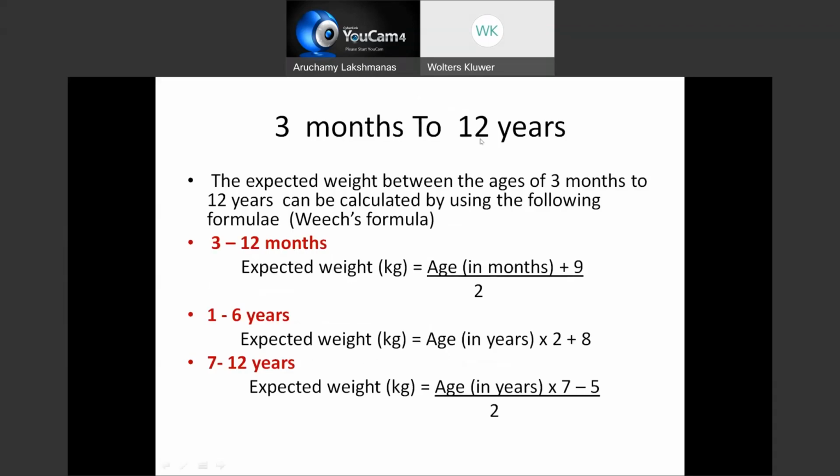From 3 months to 12 years, the weight can be calculated by the Weech formula. We have 3 different formulas: from 3 to 12 months, 1 to 6 years, and 7 to 12 years, which you can keep in your mind.